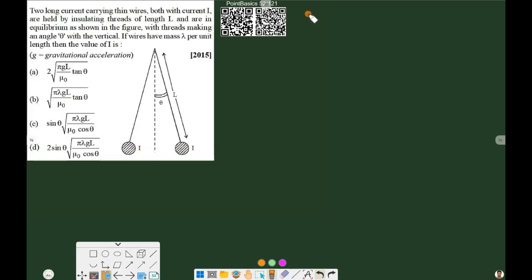It means that current in both wires is in opposite direction. We assume that magnitude of the current is same, but their direction is opposite. So they are exerting repelling force on each other. Now let's come to the free body diagram for both of these, or at least one of these.